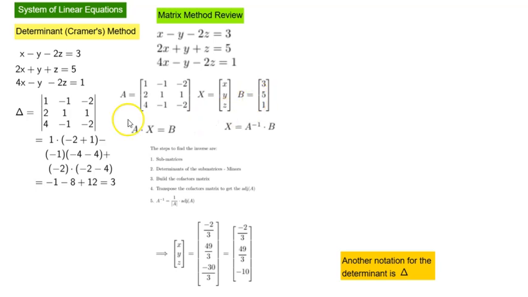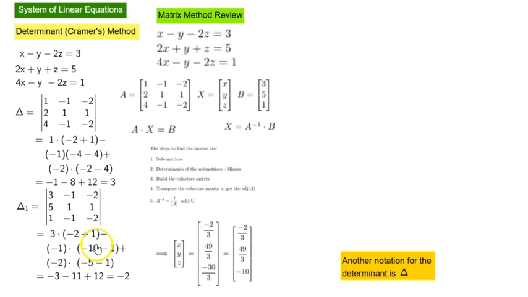The next step is to replace the first column with the constants. So 1, 2, and 4 gets replaced by 3, 5, 1. Now what are 1, 2, 4? Remember, they are the coefficients of X. So coefficients of X, we replace it with 3, 5, 1. And we evaluate the determinant. And let's represent this determinant using delta 1. That means the first column has been substituted.